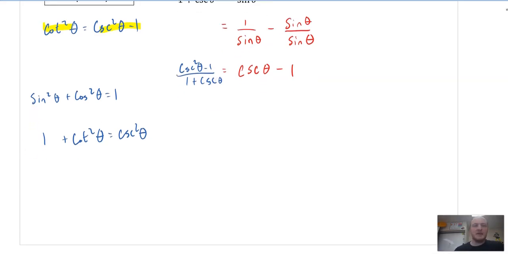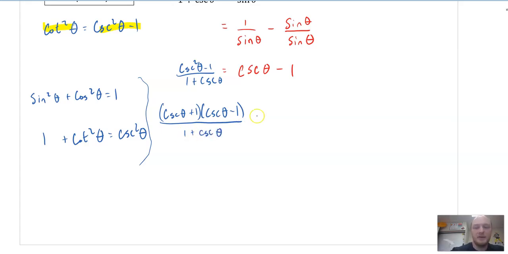Okay, and why would this be beneficial? Well, now that I have cosecant squared theta minus 1, I actually have a difference of squares. I have cosecant theta plus 1 times cosecant theta minus 1. Okay, and all of this is over 1 plus cosecant theta.